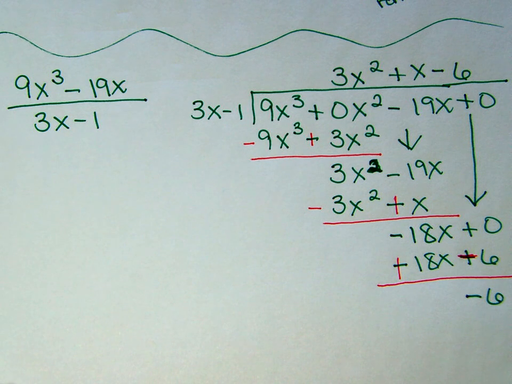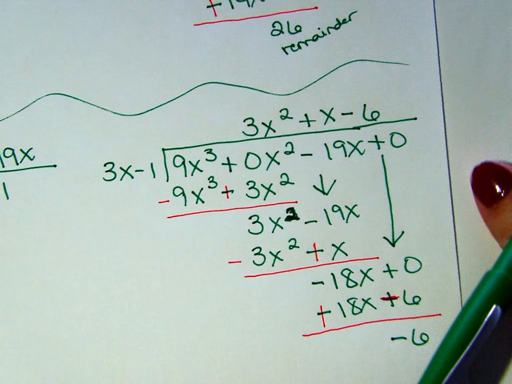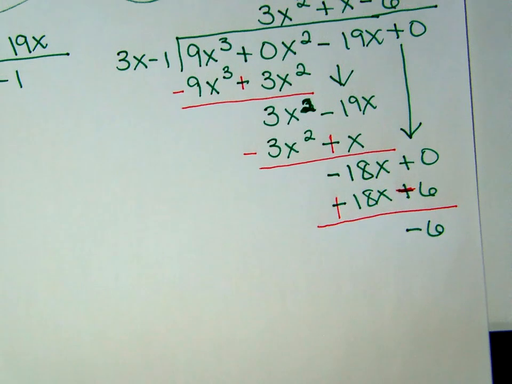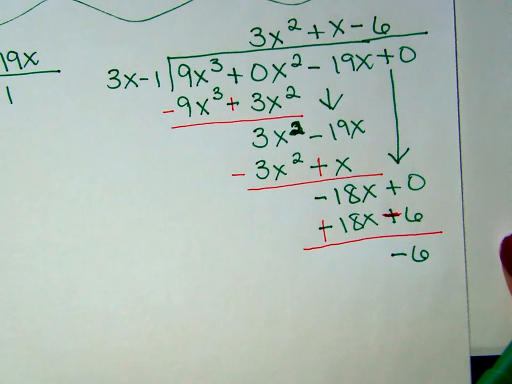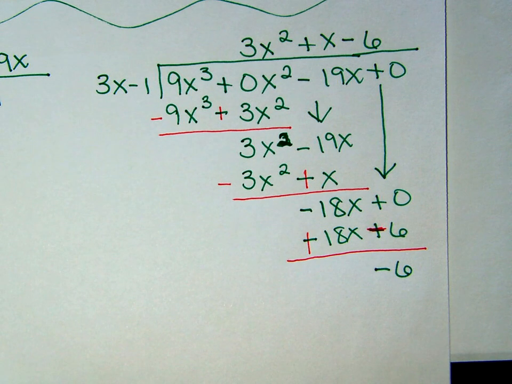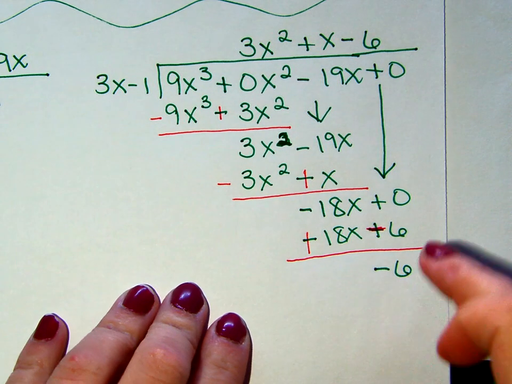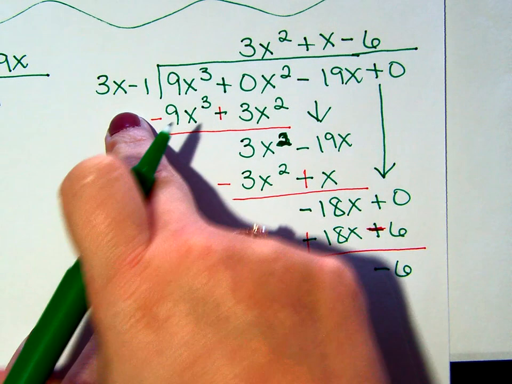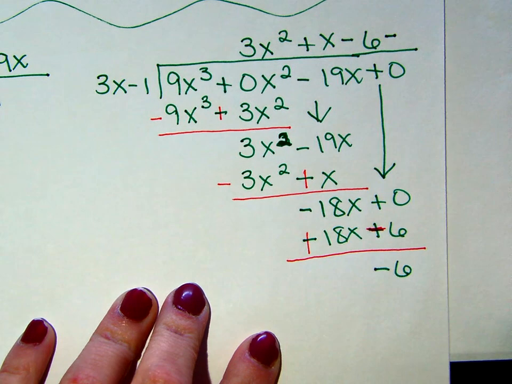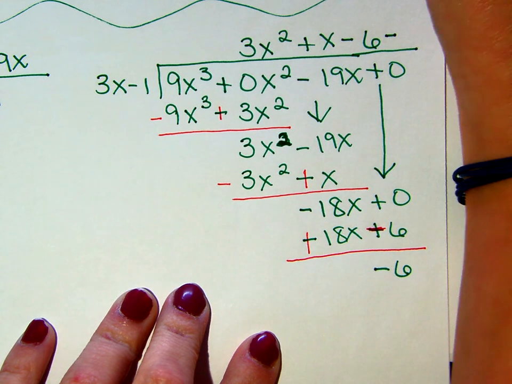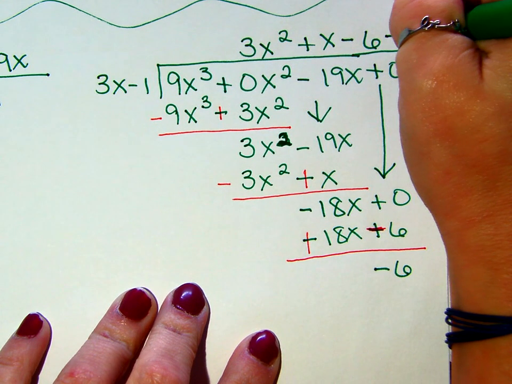So negative 6 is our remainder. Sorry, I'm trying to adjust the Elmo. This negative 6, not that one, is our remainder, so we have to stick this on top of what we're dividing by. Since it's negative, I'm going to put minus here, not plus like I did up here with the 26. 6 goes on top, and what I was dividing by, the 3x minus 1, goes on bottom.